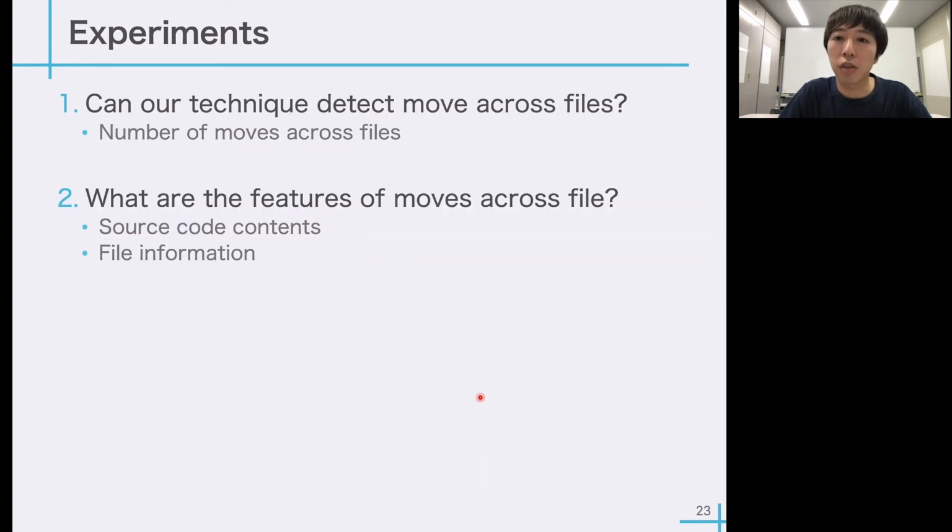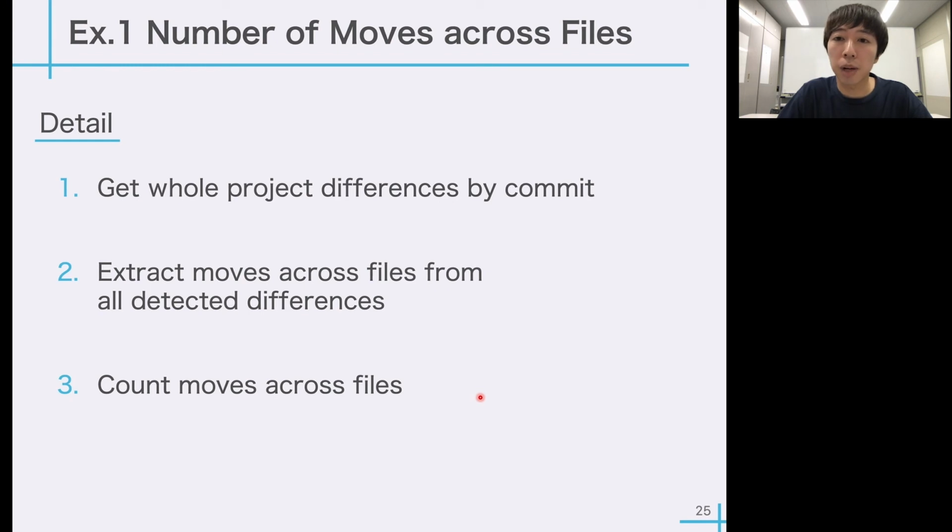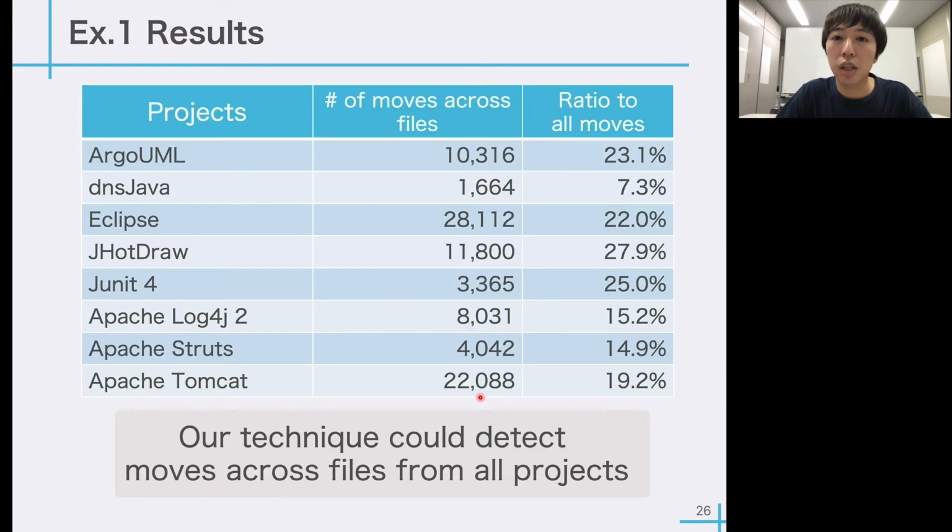Next, I talk about the experiment that we conducted. The target software is 8 OSS projects, contained in CVS Vintage and managed by Git. The first experiment is how many moves across files the proposed technique detects. This slide shows the results of the first experiment. The ratio of moves across files to all moves is different from project to project, but our technique could detect moves across files from all the projects.